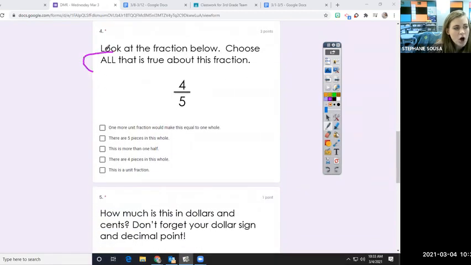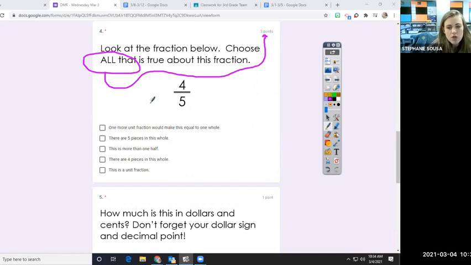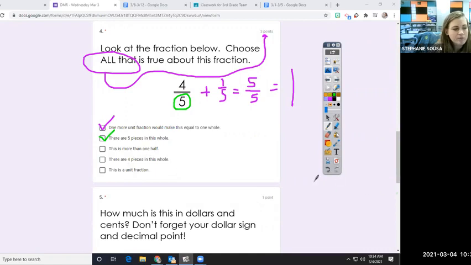All right, let's take a look at number 4. It says choose all. In this case, all equals 3. Look at the fraction below. Choose all that is true about this fraction. This fraction is 4/5. 1 more unit fraction would make this equal to 1 whole is true. If I added 1 more fifth, I would have all 5/5, and we know when we have all of our parts, that is equal to 1 whole. There are 5 pieces in this whole. That is also true. Our denominator is a 5. Denominators tell the size of the whole.